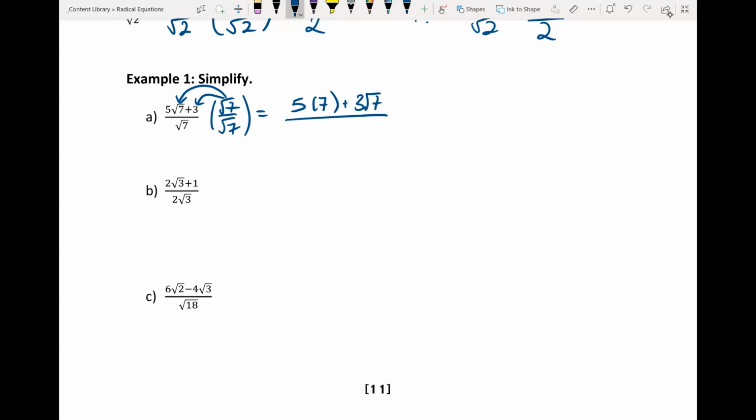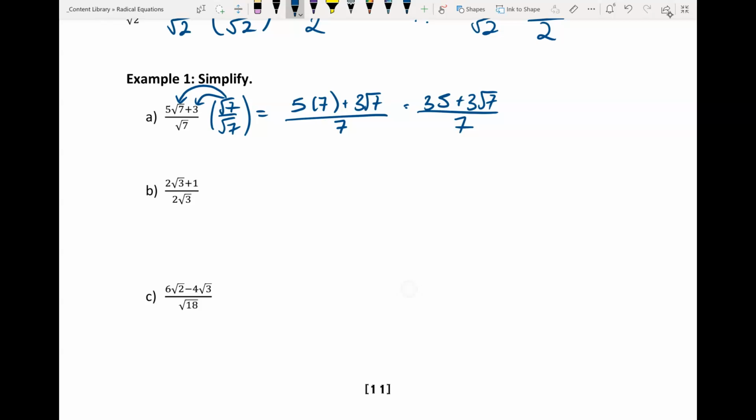In our denominator, root 7 times root 7 is 7. We can simplify this just a bit. And then that would be our simplified form. And we know it's simplified because we don't have a square root or radical in the bottom.